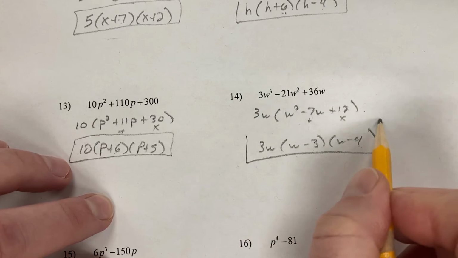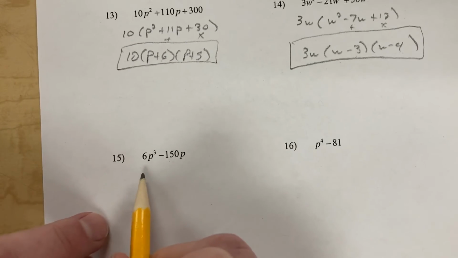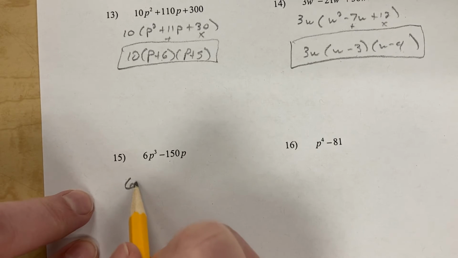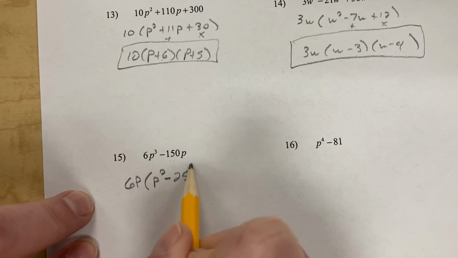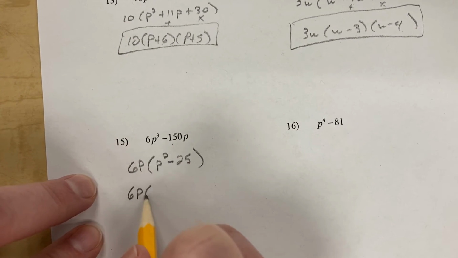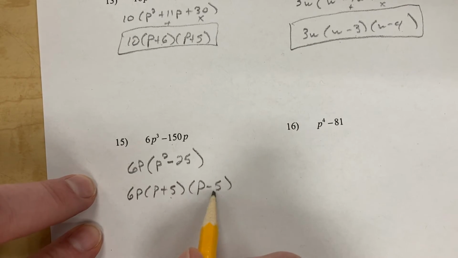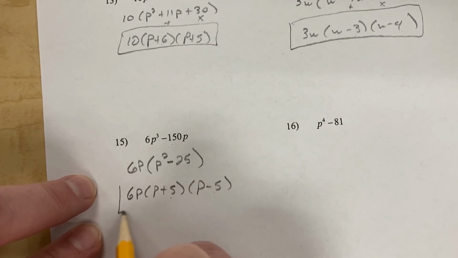For number 15, I'm looking for something that divides evenly here. I can pull a 6 out and I can pull a p out. I'll have p squared minus 25 left over. Well, p squared minus 25 can be factored into p plus 5, p minus 5. 5 times negative 5 is negative 25. 5 plus negative 5 is 0.